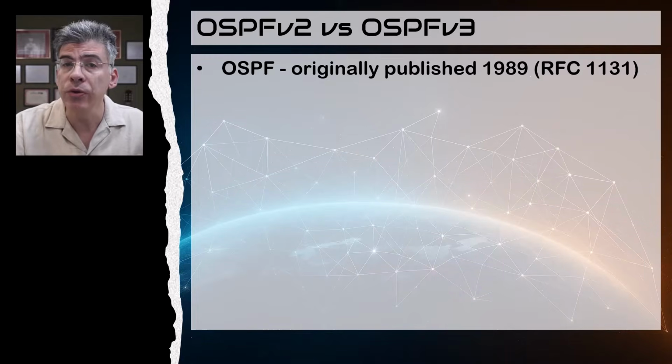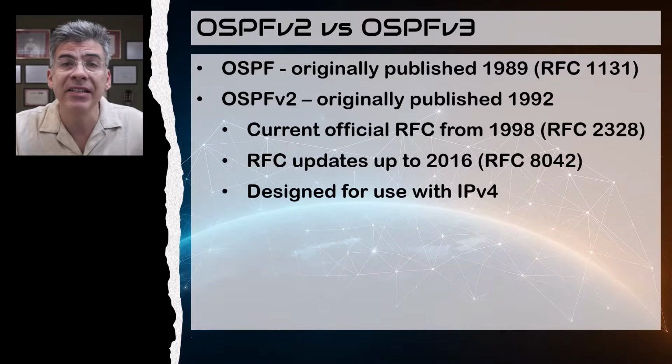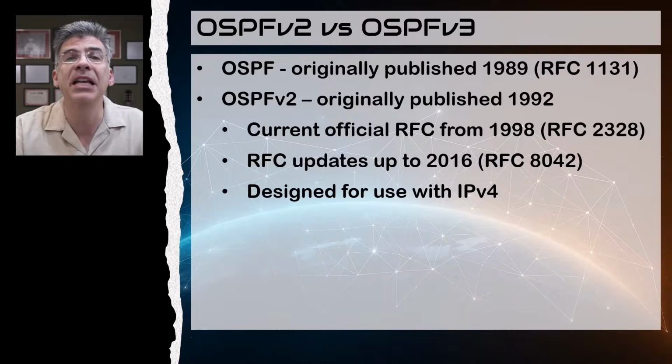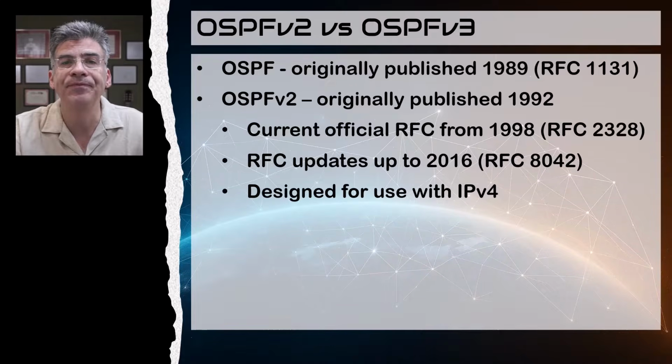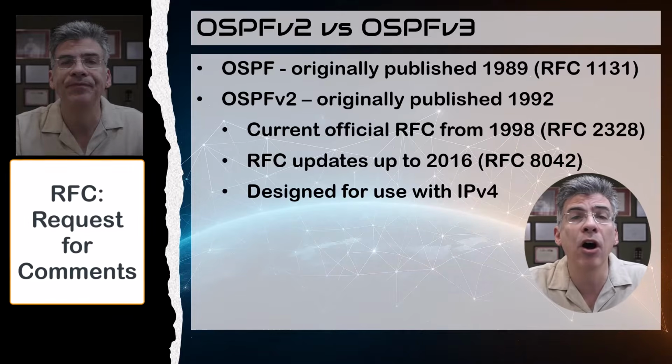OSPF version 2 was originally published in 1992, but has continuously been updated and improved over the years. The current official RFC that obsoletes all previous ones is RFC 2328 from 1998. But this version 2 RFC has seen some updates or amendments, with the latest such RFC updates coming out in 2016.